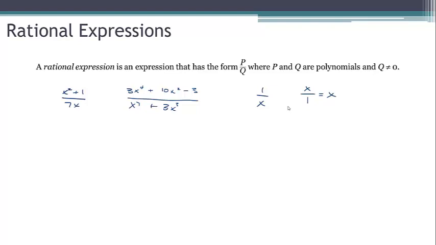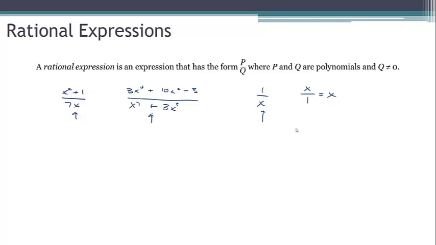I mean, we've kind of gone backwards, back down to being just a regular polynomial. So, well, yeah, every polynomial does technically meet the definition of a rational expression. We're going to be specifically interested in the ones that actually have a variable in their denominator.